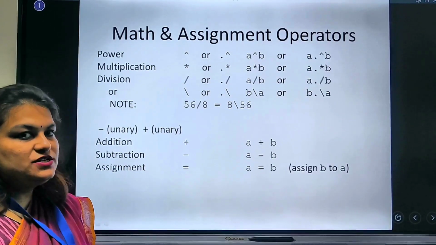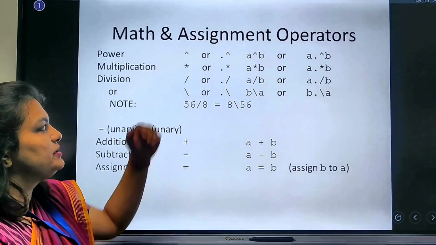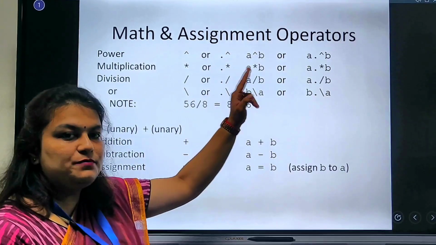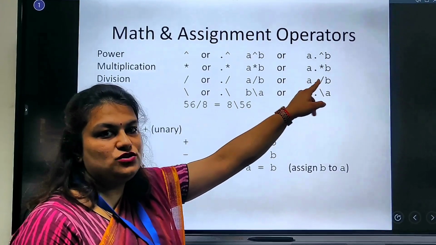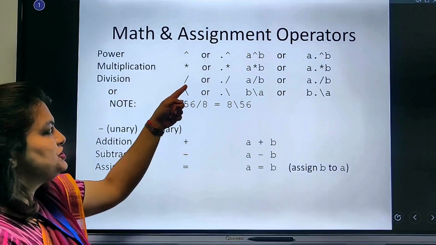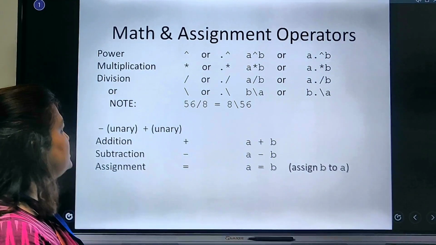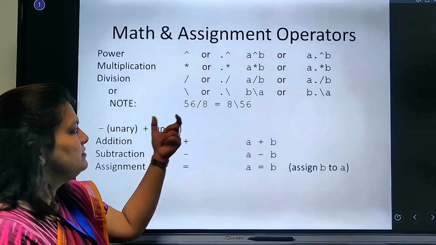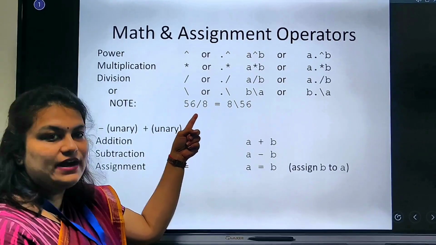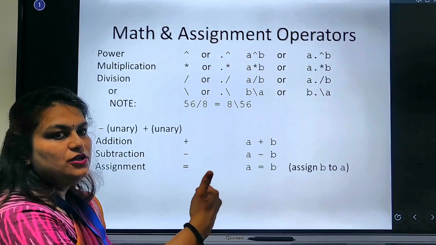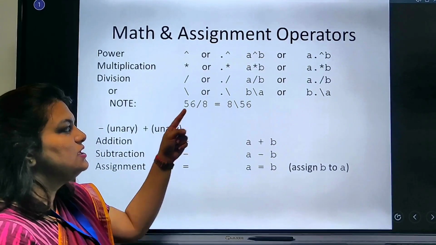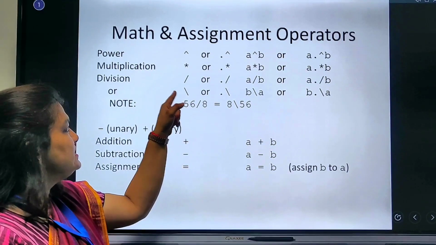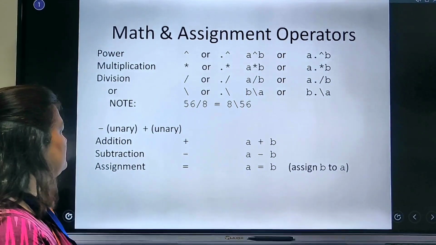Some arithmetic operators which can be used are the power operator. It can be used, for example, as a power b or a raised to the power b. Multiplication operator, that is the multiplication sign. Division operator: if we are using forward slash, it is division, and if we are using backward slash, it is left division.